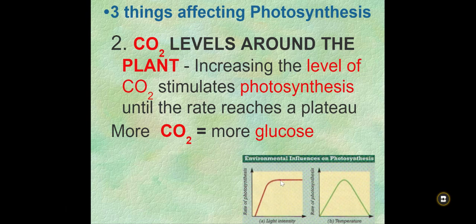Just like with light, the more light you have, the more glucose you can get, and the faster and more effective photosynthesis is going to be. Same thing with carbon dioxide. The more carbon dioxide, the more glucose you have. The lower the amount of carbon dioxide available around the plant, the lower the amount of glucose you are going to make.